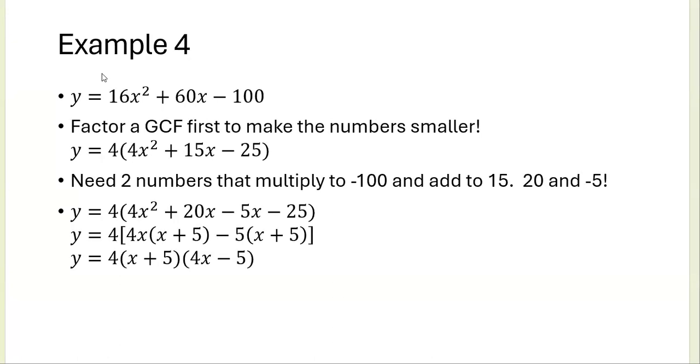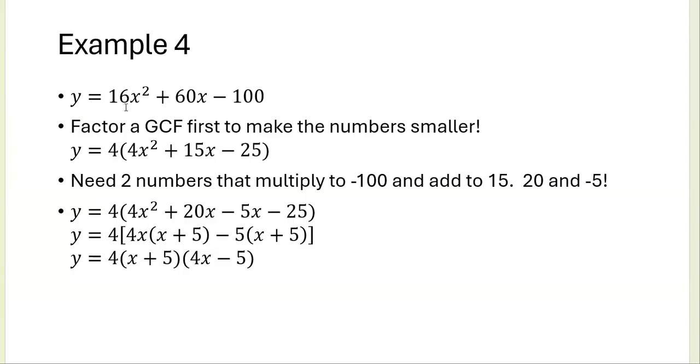Example 4, this one's a little different. We have y equals 16x squared plus 60x minus 100. You could factor it like we did. So we need two numbers that multiply to -1600 and they add to +60. Do you want to start finding factors that multiply to -1600? I kind of don't want to. It's too big. So instead, we noticed that we could actually factor out a GCF from these three terms, like 4. Okay, that is the GCF, actually. We could factor out like a 2, but that's not a GCF. The GCF would be 4.